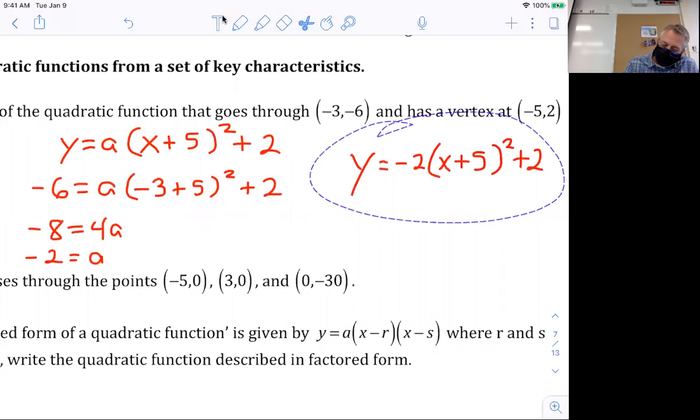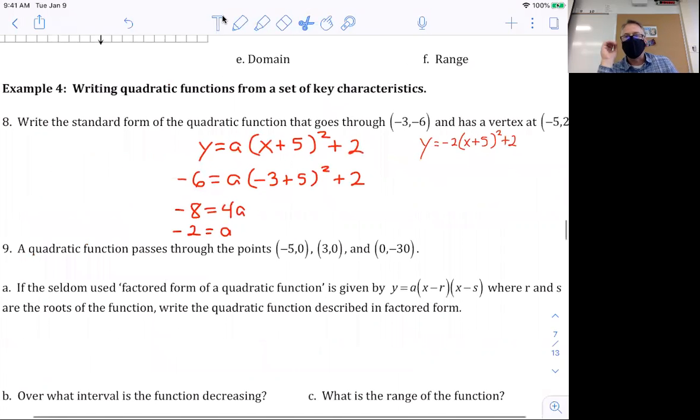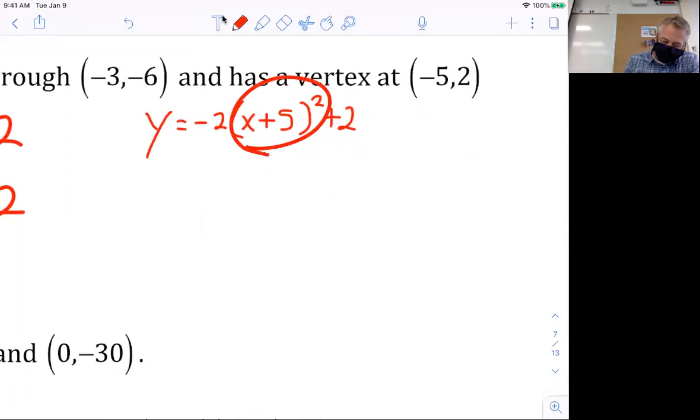I said answer, I probably should say equation. That is the equation in vertex form. But it does ask for it in standard form. So now I need to expand that. So I'll FOIL out that x plus 5 squared.